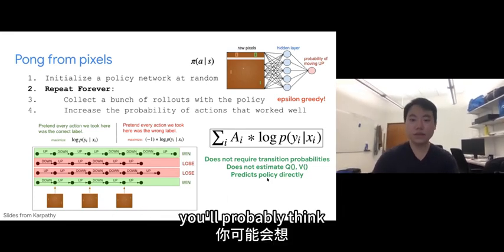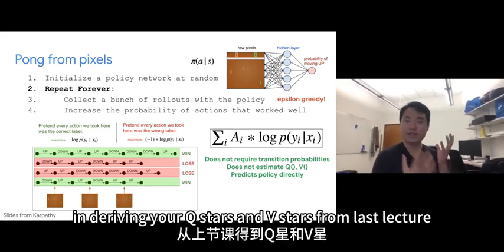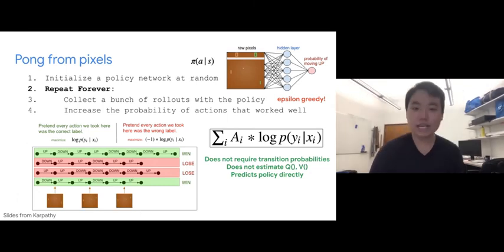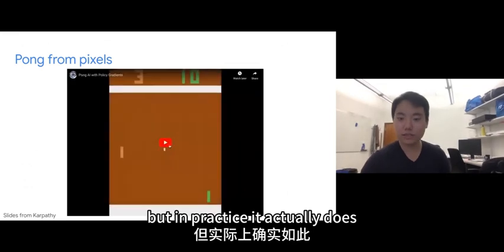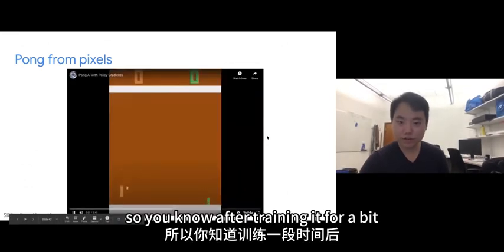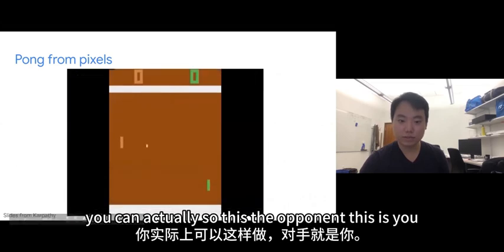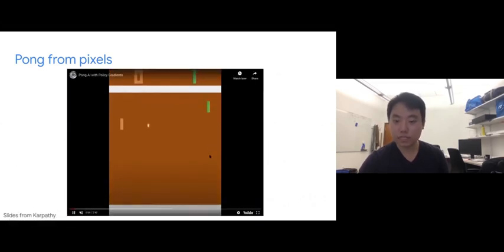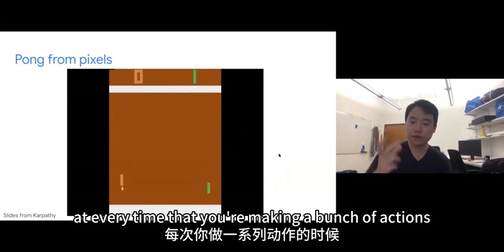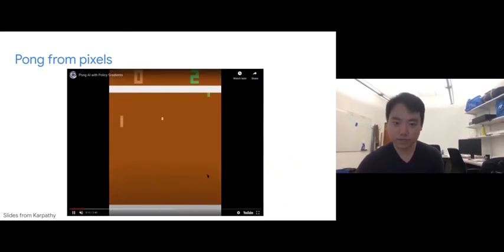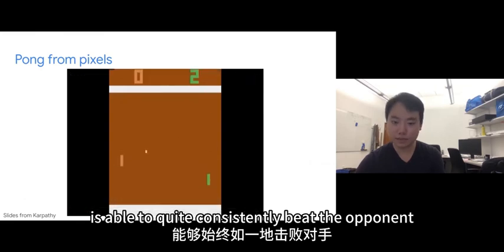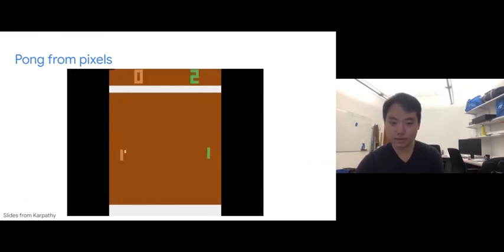And you'll probably think, after all the trouble that we went through deriving our Q stars and V stars from last lecture, it would actually be a surprise if this worked well, right? But in practice, it actually does. So after training it for a bit, this is the opponent, this is you. It's very jumpy because at every time step, you're making a bunch of actions up and down. And you see, after training for a bit, it actually works really well. It's able to quite consistently beat the opponent. Yeah, you get a point.